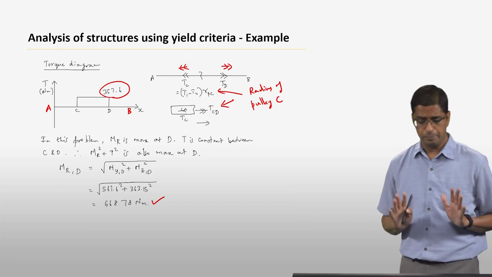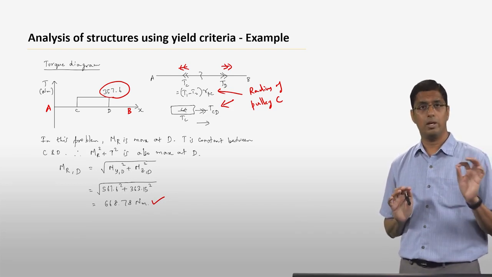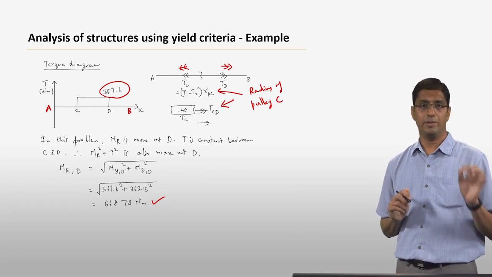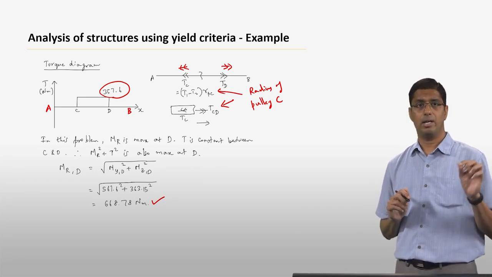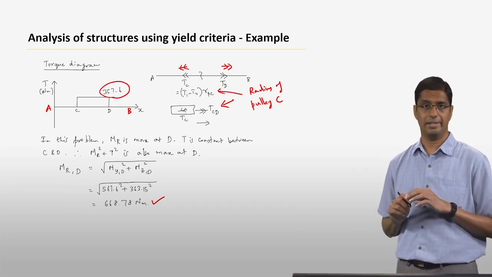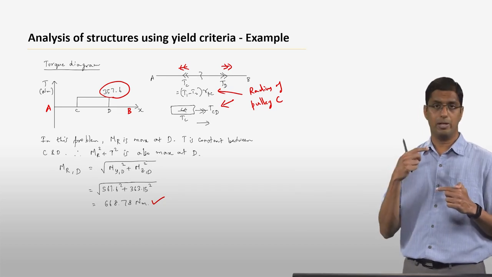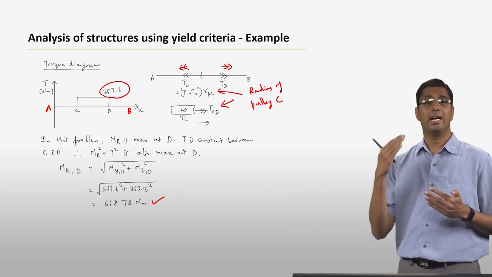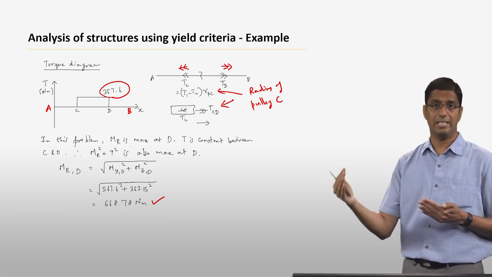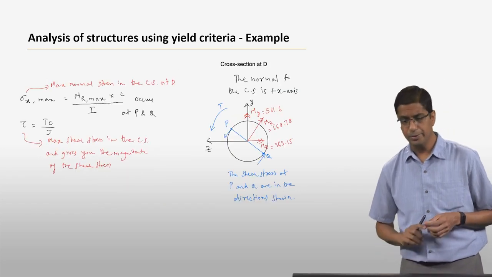The main thing that I want you to note is that we know what the resultant moment at point D is, and we also know the individual components of the moment. You know what My at D is, and you know what Mz at D is. And this is important because that will tell us how to draw the cross-section at point D and figure out what the neutral axis is and where the maximum tensile bending stress and the maximum compressive bending stress actually occur. And that is what we are going to look at next.